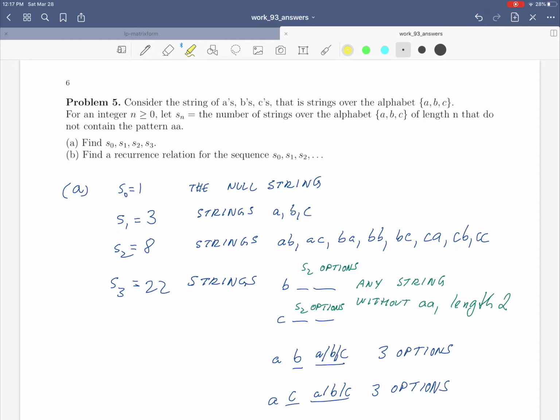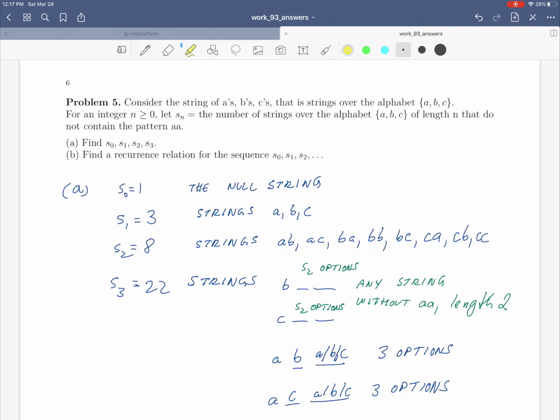Then in the second part, part B, we are supposed to find a recurrence relation for the sequence S0, S1, S2, and so on. That's the typical approach for these kinds of problems. It's much easier to find a recurrence relation for Sn and then solve it algebraically than to look directly for the formula for Sn.